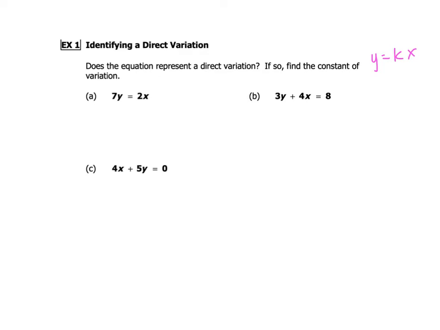In example A, I want y by itself, so I'm simply going to divide both sides by 7. I can cancel the 7s, and I have y equals 2/7 x. Notice this is in the form y equals kx, and k is 2/7. This is a direct variation.